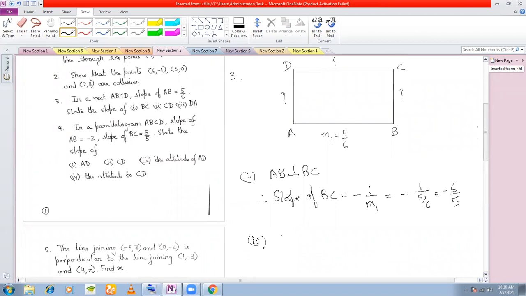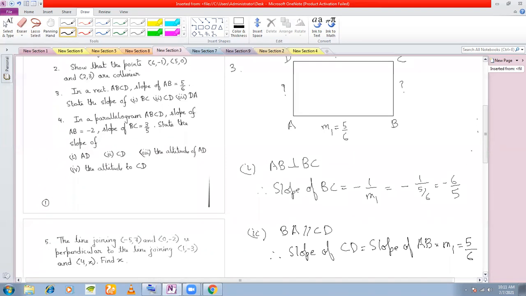Next, slope of CD. Now, what do you see here? AB is parallel to CD, right? Or BA is parallel to CD. Therefore, slope of CD must be equal to slope of AB, which is equal to M1, is equal to 5 by 6. So slope of CD is 5 by 6.